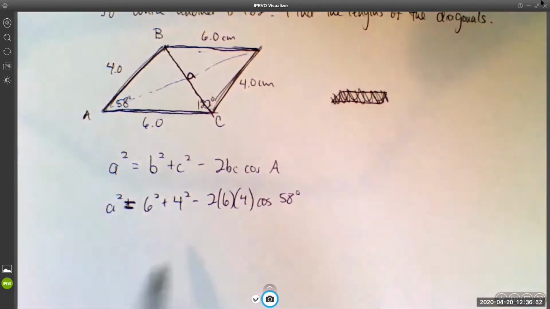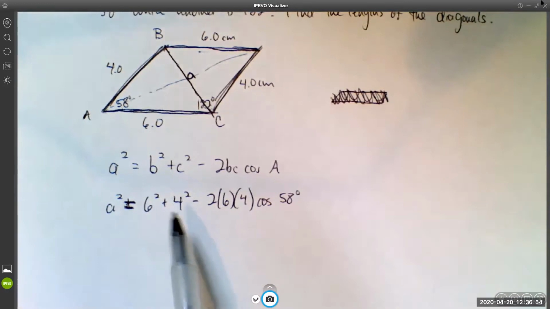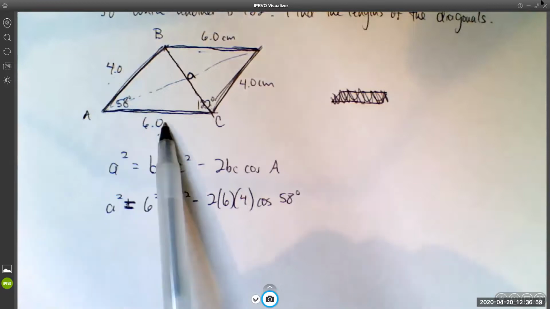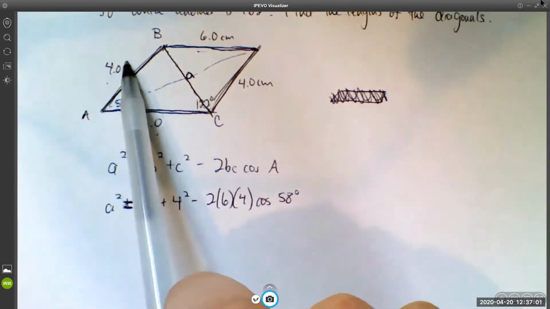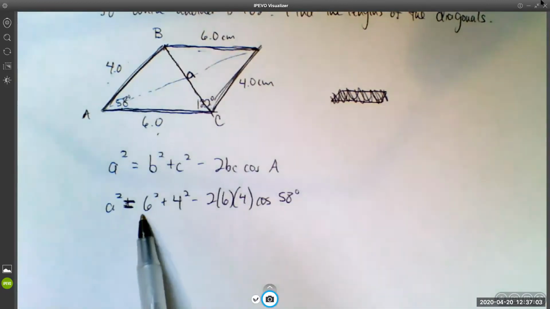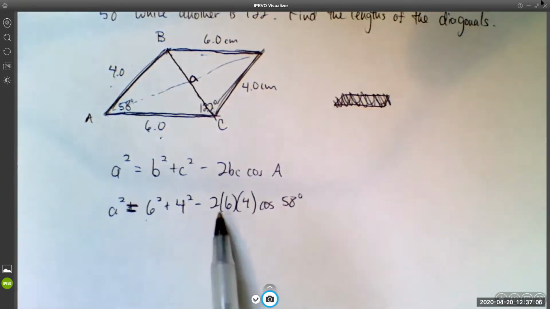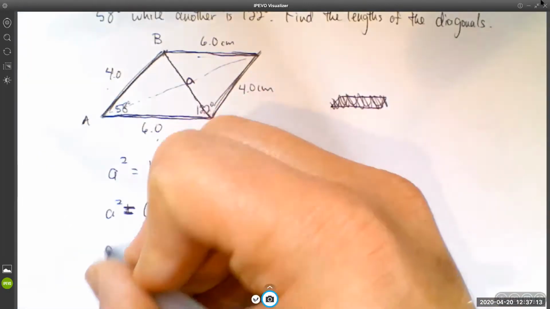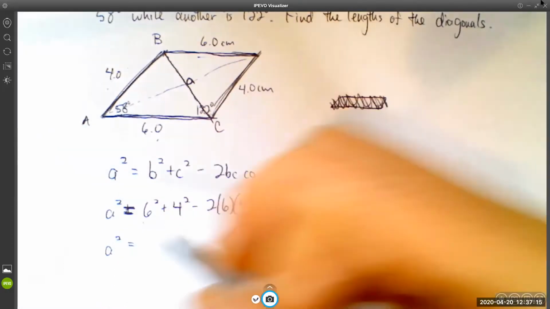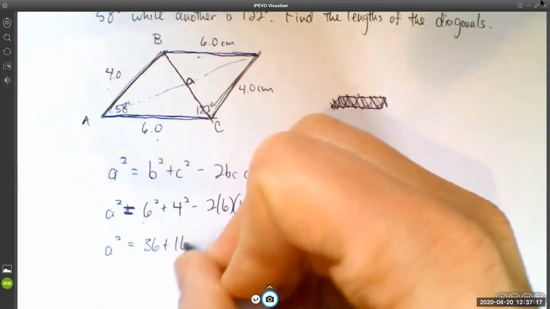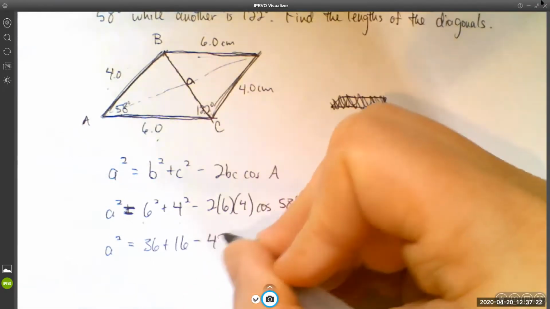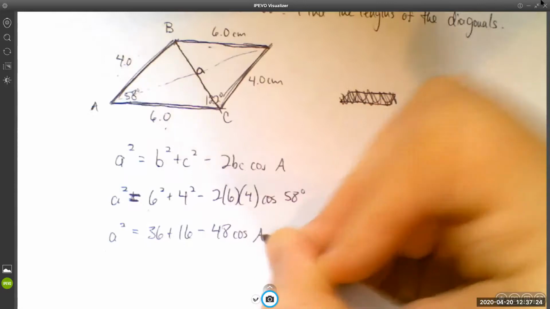And yeah, now that I'm working it out, it doesn't matter which one you call 6 and which one you call 4. Worst case scenario, if we switched these around and called this one 6 and this one 4, then we would be saying 4 squared plus 6 squared minus 2 times 4 times 6 cosine 58. But you're going to get exactly the same result, right? So that must be why it doesn't matter. Anyway, so A squared is 36 plus 16 minus 48 cosine 58 degrees.